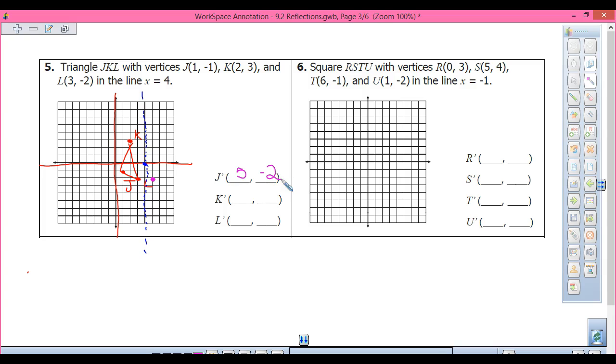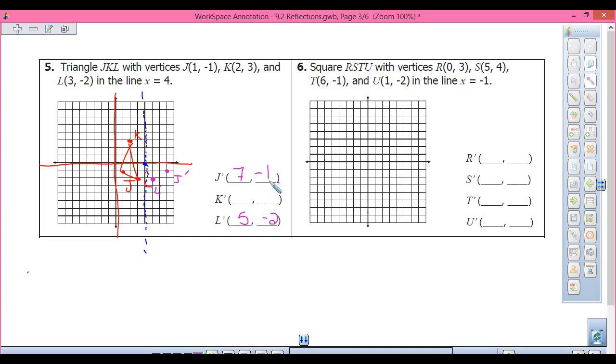Oh, except that wasn't J, that was L, wasn't it? Sorry. Okay, J is how far away? 1, 2, 3 away from this line. So it's got to be 3 on the other side of that line. 1, 2, 3. And what point is that? 7, -1.